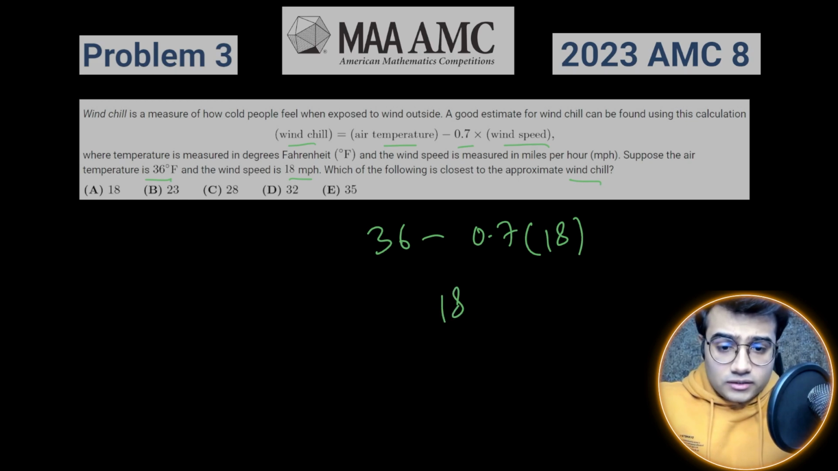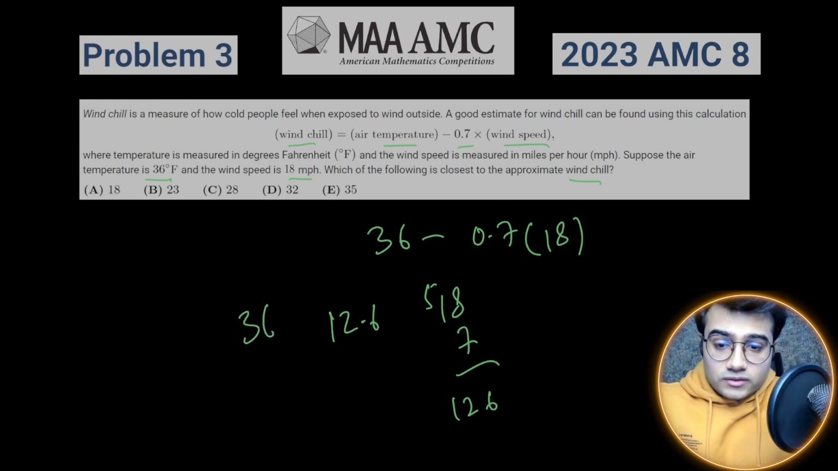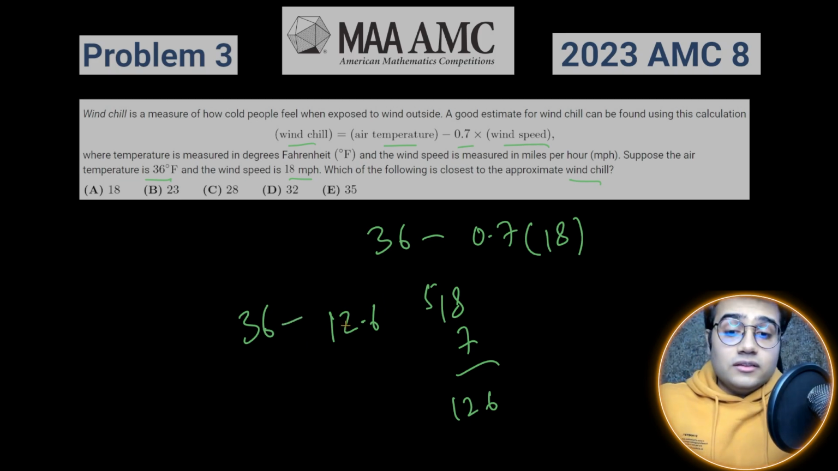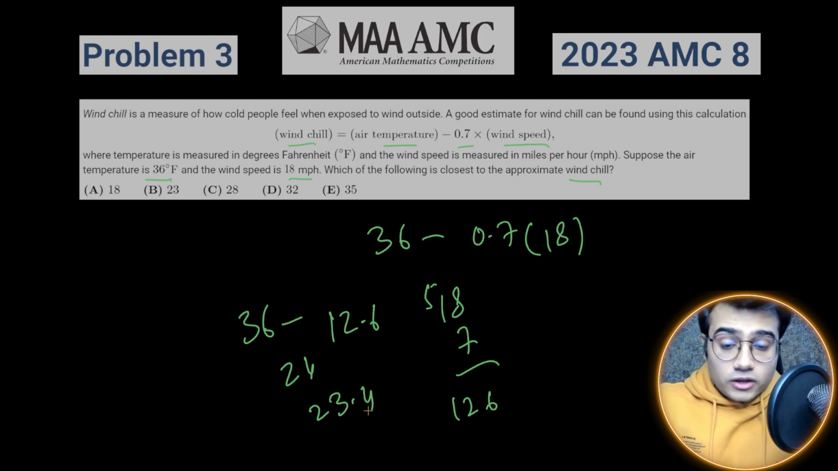So 18 times 7 is 126, and then 12. So since it was 0.7, therefore the answer is going to be 12.6. Now we just need to do 36 minus 12.6. Since 36 minus 12 is 24, we take 0.6 off and we get 23.4. So the closest answer is going to be B.